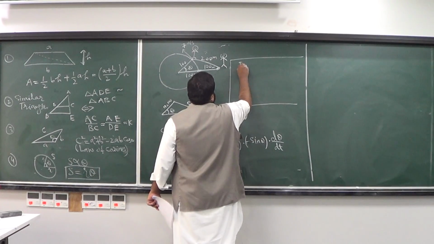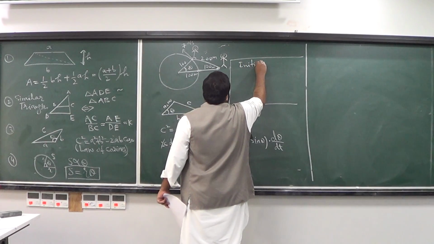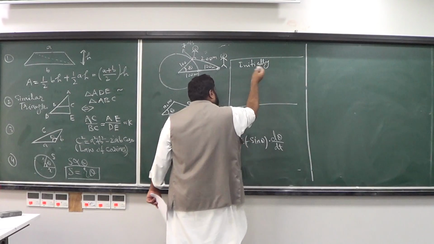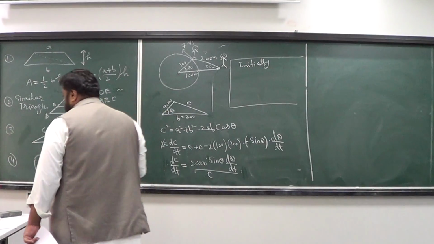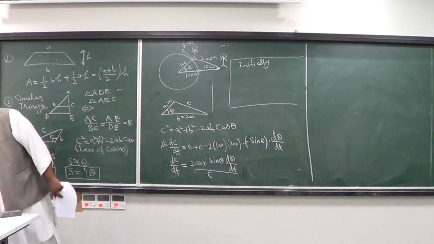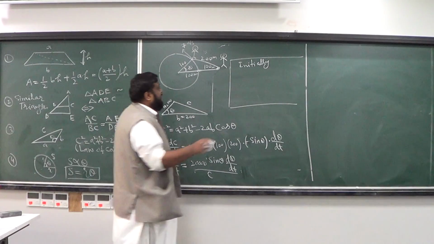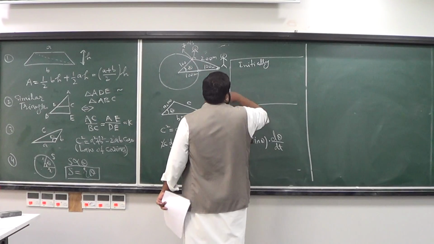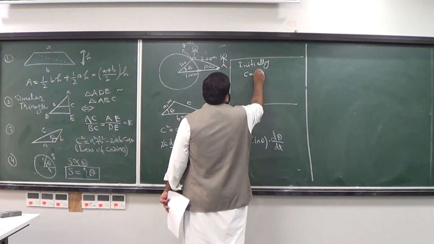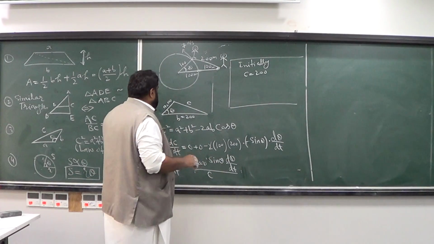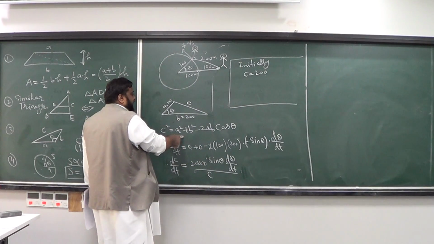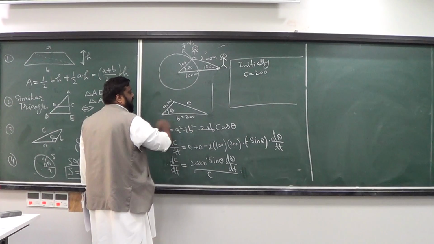The way to find it is that initially, or at some point, it is known that the distance between the friend and the sprinter is 200 meters. So at one point it was 200 meters. Okay. So using this formula, I can also calculate the value of theta.